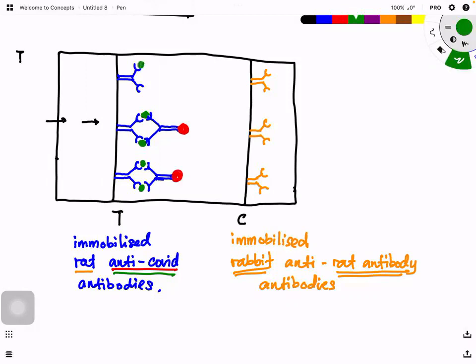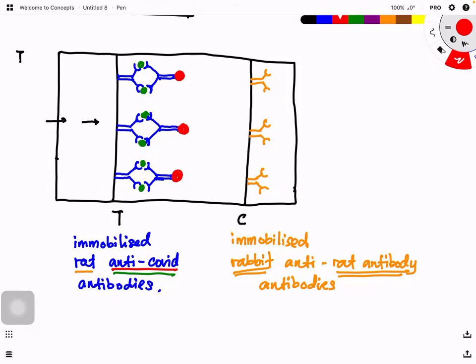So when the first line appears, then you should be worried. You can start to worry already because the first line appears. Sometimes you do not need to wait until 15 minutes. When you can't see a first line, then you have to pray. This kit may be invalid. First line at T, without the C, cannot be if the kit works well.